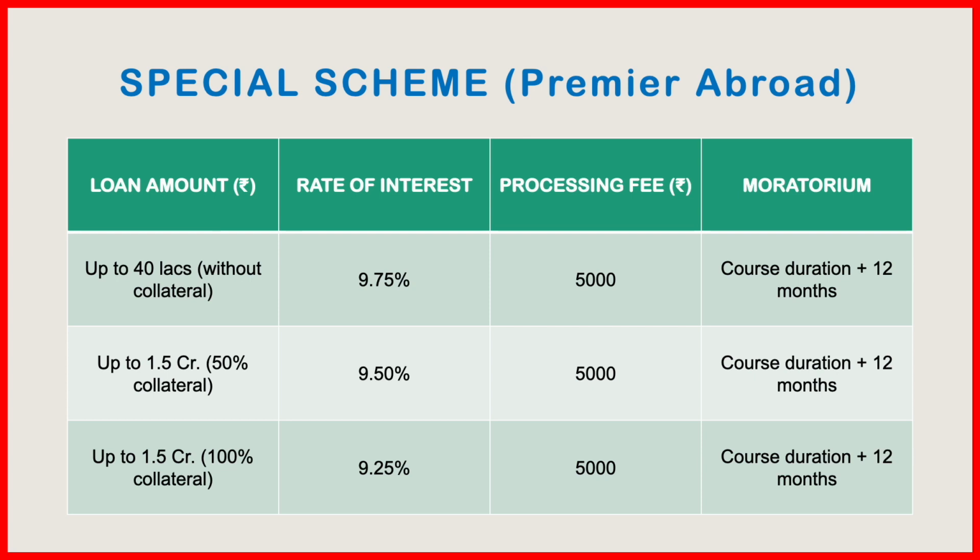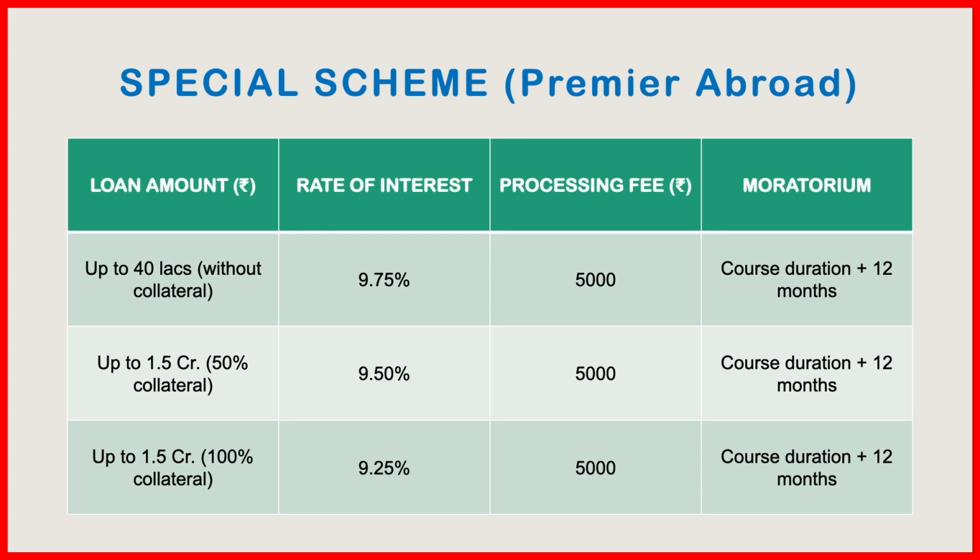But if the student is willing to provide 100% of the collateral of the loan amount, then the rate of interest will be much lower, which will be 9.25%. The processing fees remain the same and the moratorium period will be course duration plus 12 months.